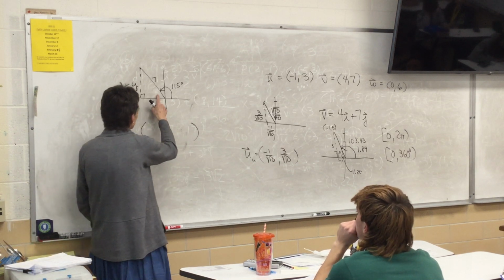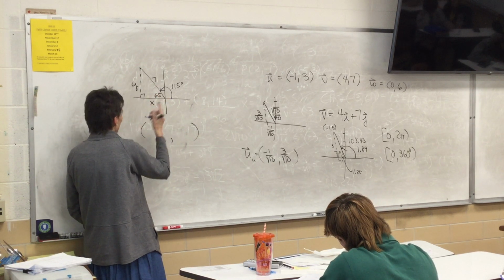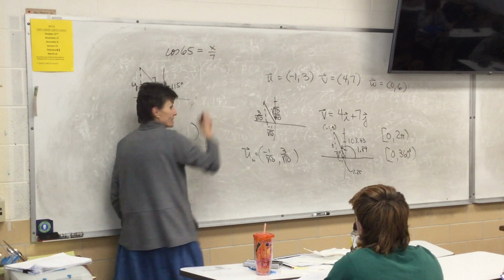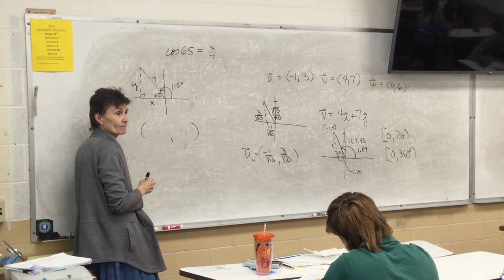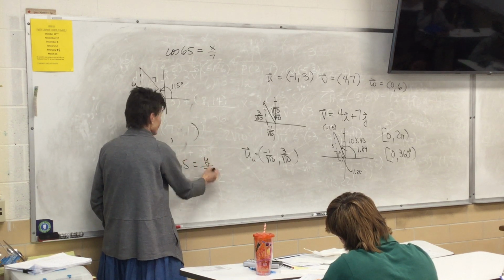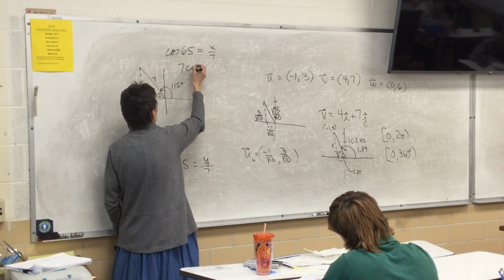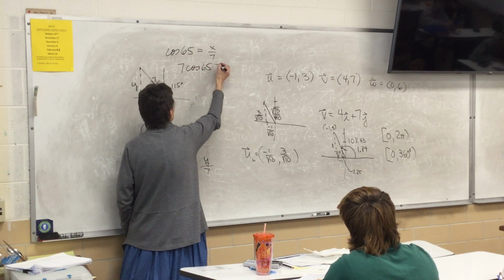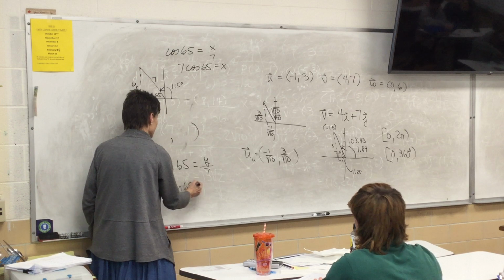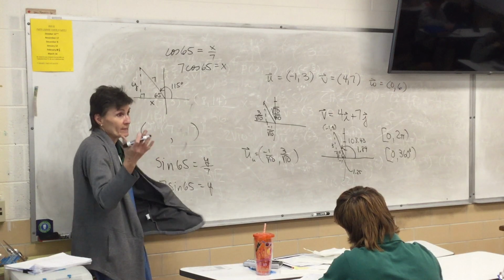How big is this angle right here? 65. So can I say, for example, cosine 65 equals x over 7? And sine 65 equals y over 7? So then I'll type into my calculator, I'm solving for x and y. So I'll type 7 cosine 65 and 7 sine 65. Does this make sense to you in terms of stuff we've already done?